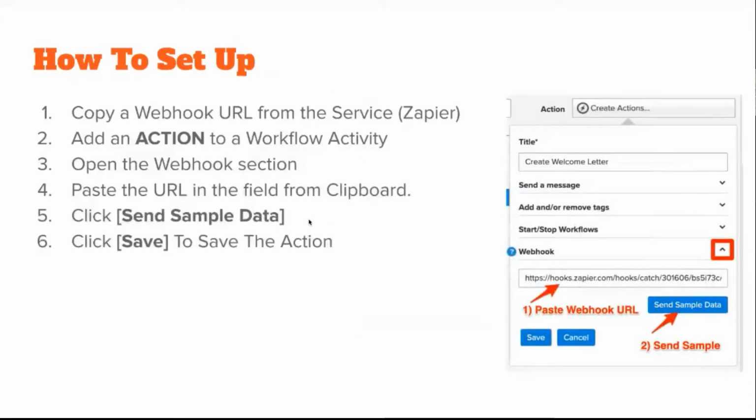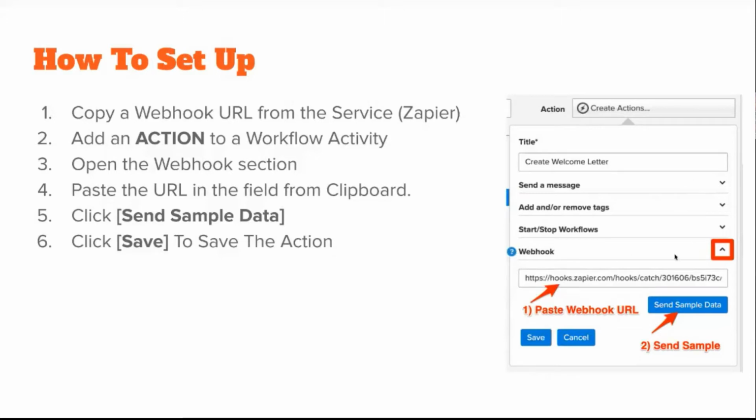Once you've copied it, you go back into Realvolve and go into one of the activities of a workflow and create an action. In this case, I just clicked on create an action. I want to create a welcome letter. Maybe this is a buyer welcome letter, a seller welcome letter, whatever. You can create it. In this case, I'm doing a buyer welcome letter.